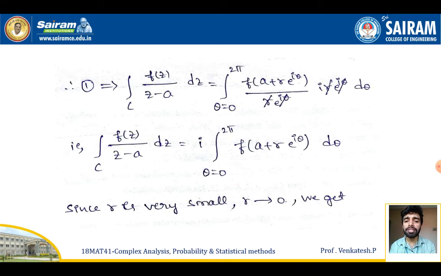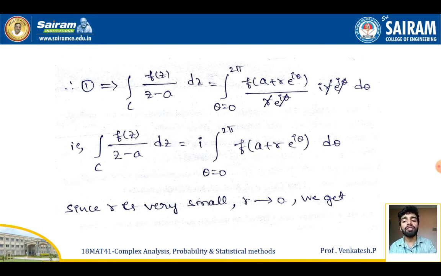Now I am going to replace all this in equation number 1. Equation 1 implies that the integral over C of f of z by z minus a dz is equal to the integral with theta varying from 0 to 2 pi, replacing z equal to a plus r e power i theta, so f of a plus r e power i theta divided by z minus a, which is r e power i theta, and dz is i r e power i theta d theta. On cancelling the term r e power i theta, the integral over C of f of z by z minus a dz is equal to i, taking the constant i outside, times the integral from 0 to 2 pi of f of a plus r e power i theta d theta.